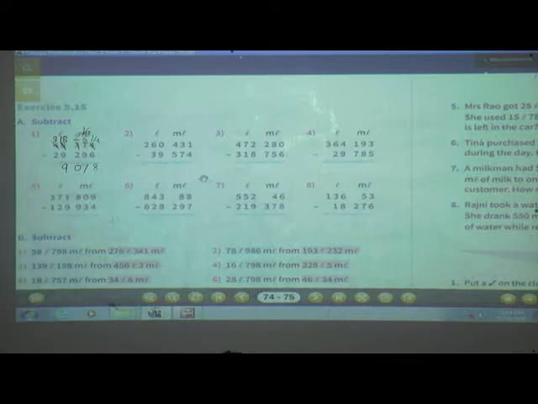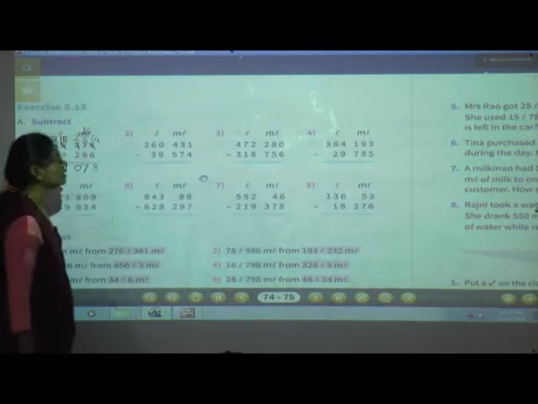Now next, see here 3 minus 2, 1. So what is the answer? 19 liter and 78 milliliter. Okay, this is your answer. Now we'll move to the second example.